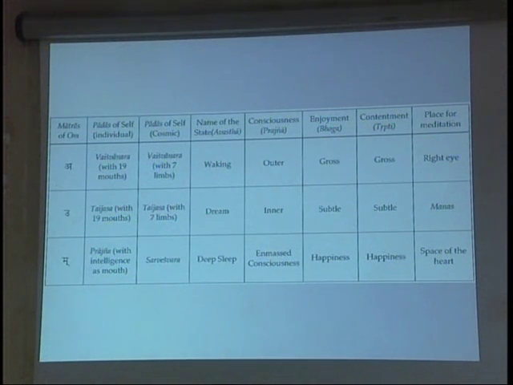Then there are pancha karmendriya, five organs or senses of action. What are they? Hands, legs, mouth, and one for procreation and another one for excretion. Five organs of action. Then you have five pranas.